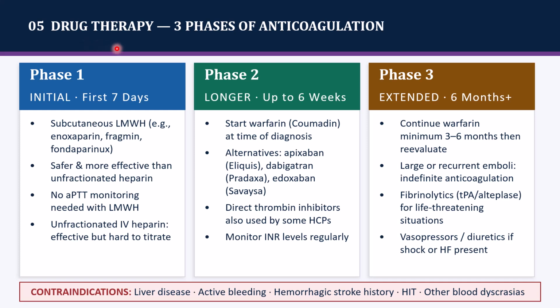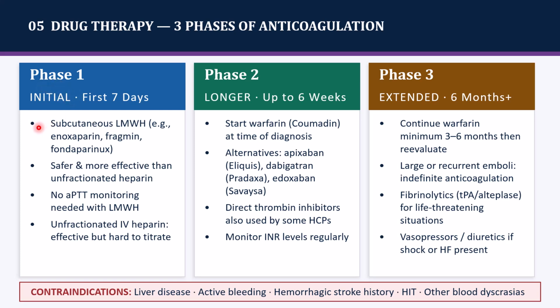Let's look at the drug therapy. Drug therapy for PE is organized into three phases, and you need to know all three for NCLEX. The goal of anticoagulation is not to dissolve the existing clot. It is to prevent the clot from growing and to prevent new clots from forming, while the body dissolves the existing one naturally. Phase 1, initial first 7 days.